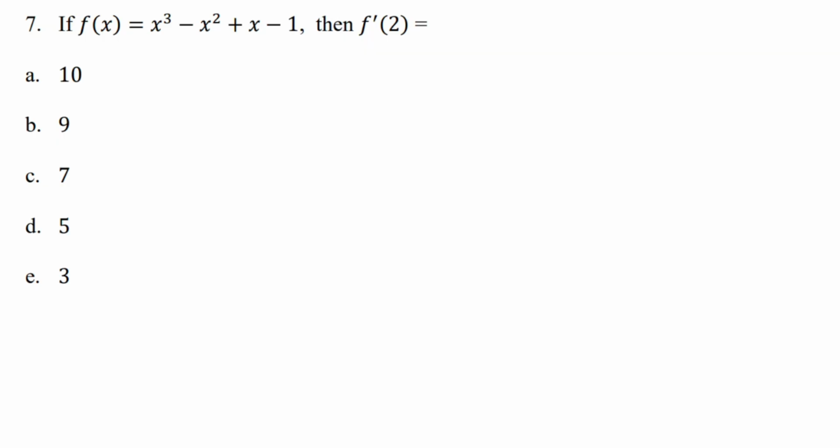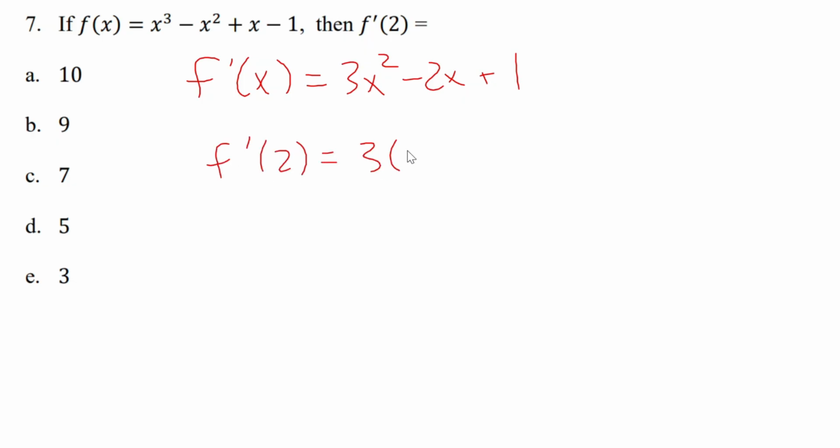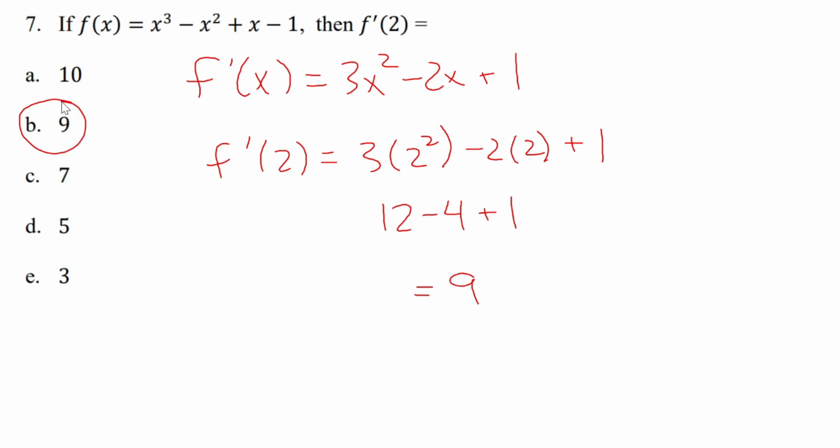For number 7, we just want to find f prime of 2, so we want the derivative of f of x. We'll use the power rule for that. F prime of x is 3x squared minus 2x plus 1. And then we'll just evaluate it at 2. So 3 times 2 squared minus 2 times 2 plus 1. Right, so that would be 12 minus 4, which is 8, plus 1, which should be choice B, 9.